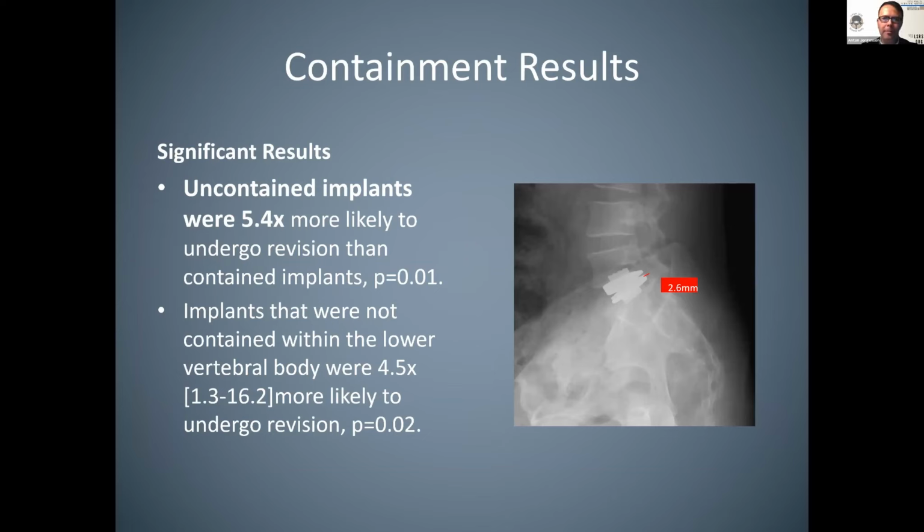within the disc space. So we define an implant that's fully contained within the disc space as an implant that on the lateral view is within 2 millimeters of the posterior disc space or within 2 millimeters of the anterior aspect of the disc space. So an implant that's fully contained within the disc space had very low odds of revision surgery.